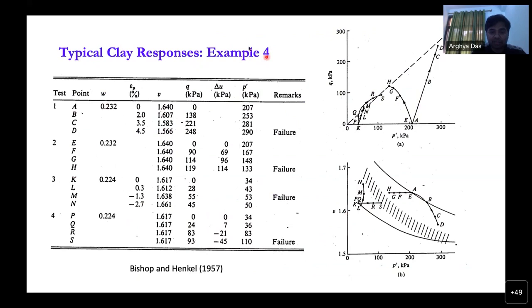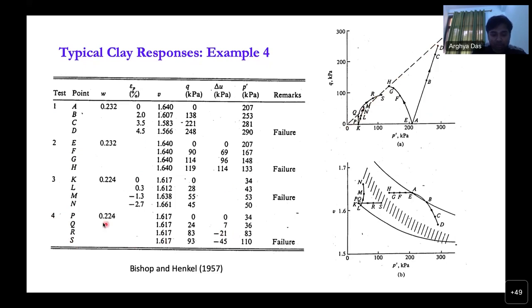Some typical stress-strain responses we have taken from Bishop and Henkel. This is a series of drained triaxial tests as well as undrained triaxial test responses, and the stress paths are plotted here. If you only notice the last points of every test, among all these four tests, the last point is D here, for the second test it is H, the third test is N, and the fourth test is S. We can actually map those stresses on the same line. That defines your critical state.